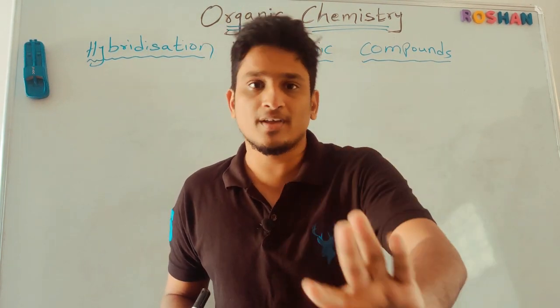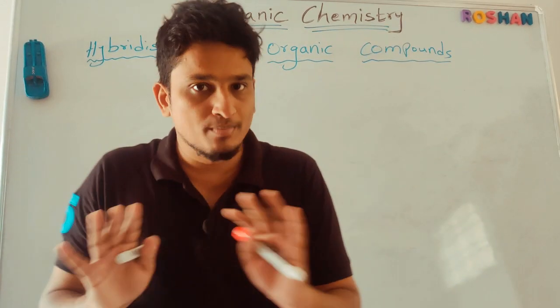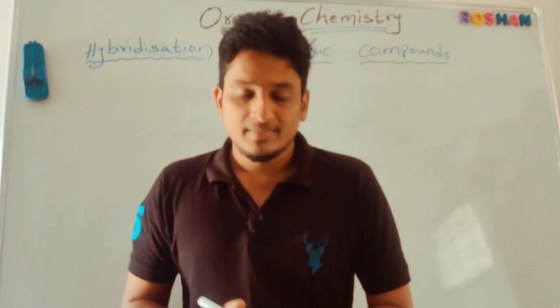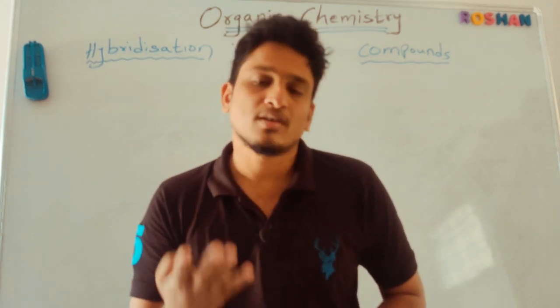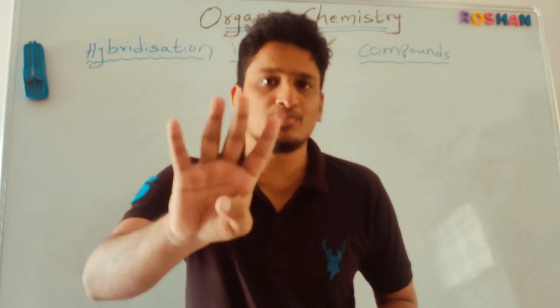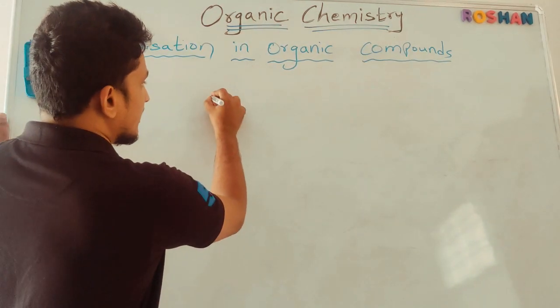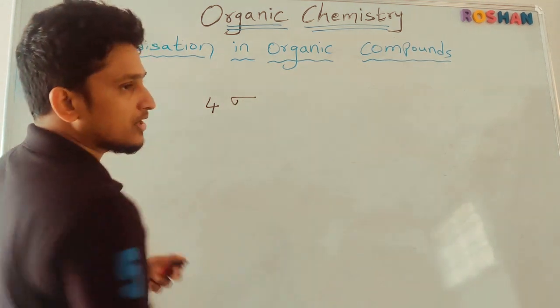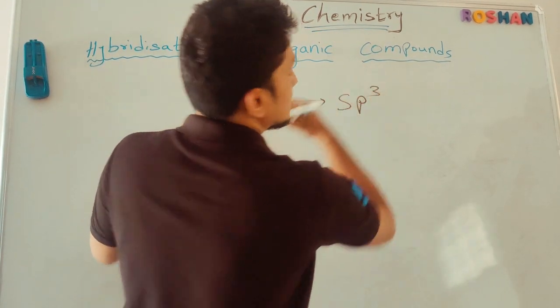Of course, lone pairs of electrons also involve in hybridization. We all know that carbon doesn't have any lone pair of electrons. So students, carbon can form a maximum of how many bonds? Carbon valency is 4, so a maximum of 4 bonds. If it forms 4 bonds, definitely it forms 4 sigma bonds. If 4 sigma bonds are there, the hybridization is sp3.